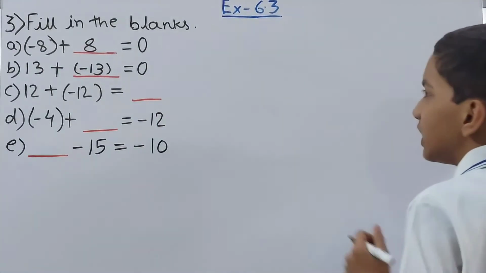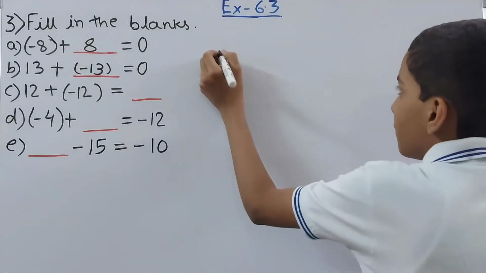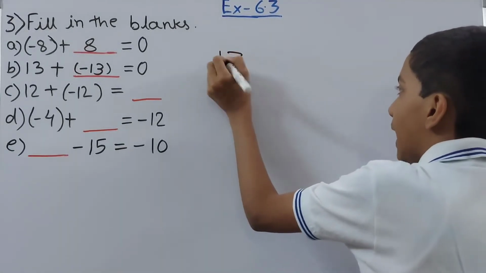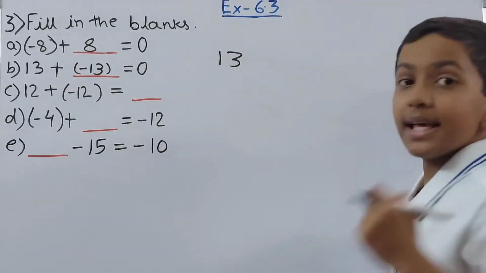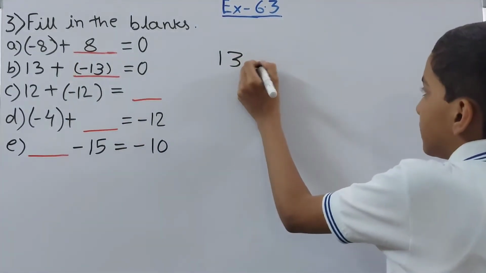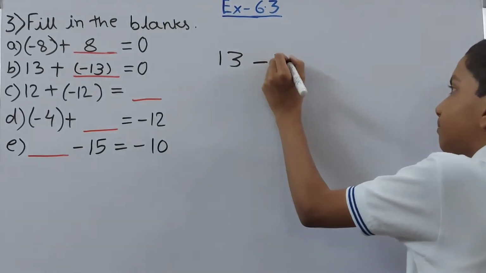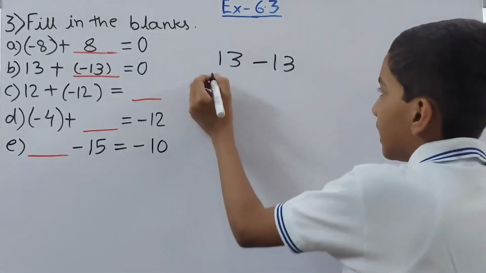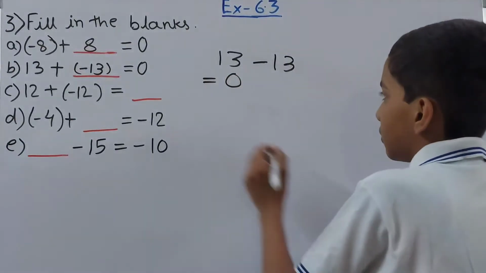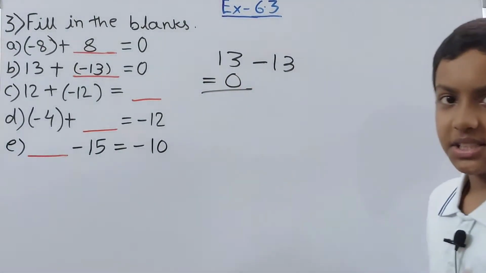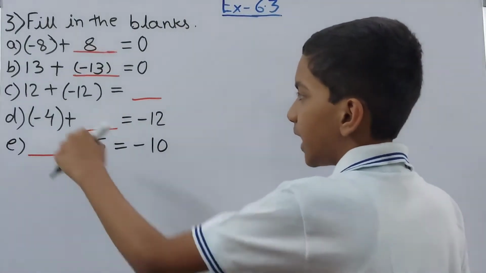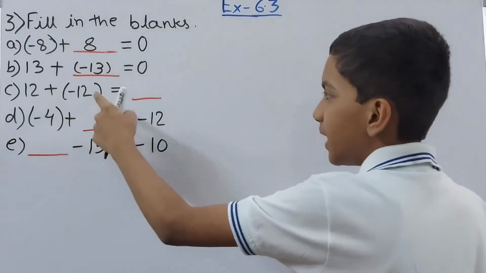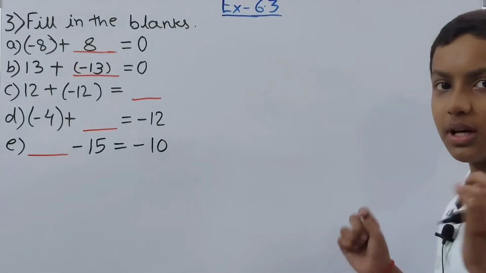And again, if you are not satisfied, you can solve this. So 13 will be as it is, plus, as you can see, plus minus is minus, so we will write minus and 13 over here, that is 0. Alright, so again our answer is correct. Now let us see the next blank. Let's fill in the blanks. So as you can see, this is 12 plus -12 is equal to a blank.